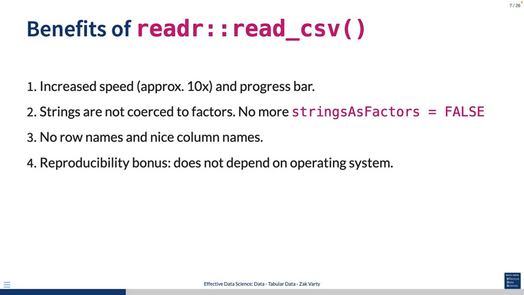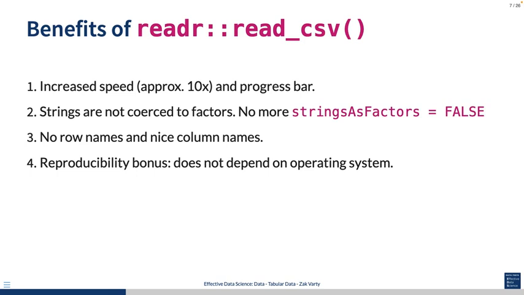The second really nice property is that strings aren't automatically converted into factors when you use the read_csv function. There's a way of doing this in base R, but that requires you setting the argument stringsAsFactors to false, where it's true by default. So this reduces one thing that you have to do and one thing that you have to remember each time you read in a CSV file.